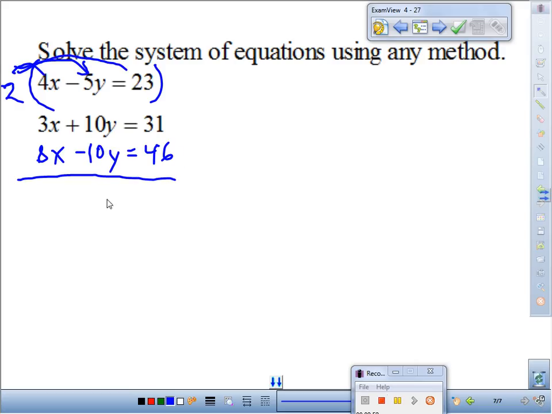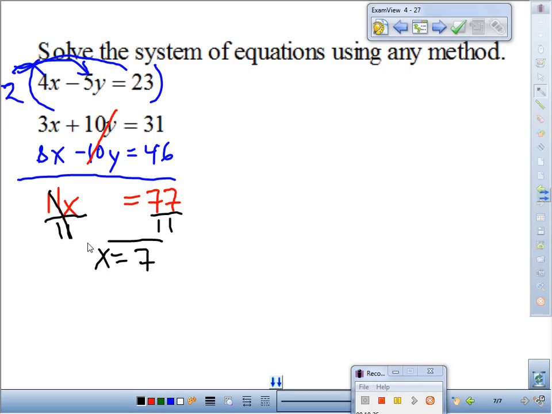Now can we eliminate the y's? Look at them. Yes, 10y minus 10y, that cancels. Combine like terms here, what is 3 plus 8? 11x equals 46 plus 31, that's 77. Last step. Divide by 11, divide by 11. X equals 7. Am I done?